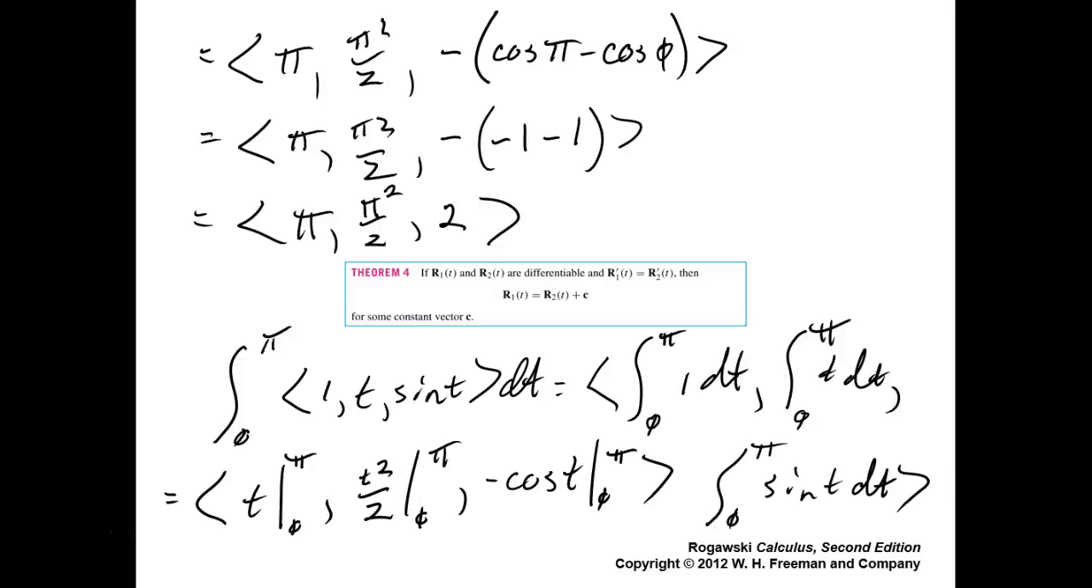Let's see how they did. Did they even do it? Okay. Oh, there it is. Yeah. Pi, 1/2 pi squared, which is pi squared over 2, comma 2. Got it.